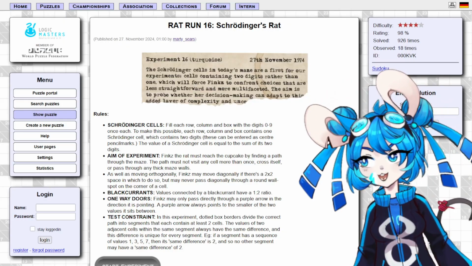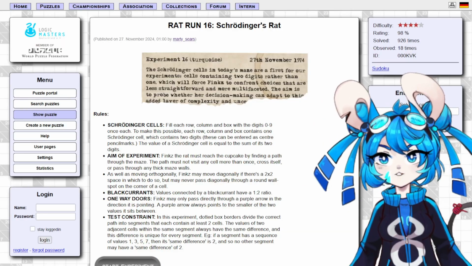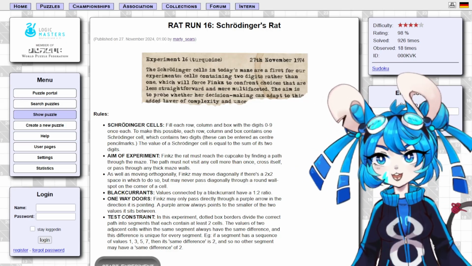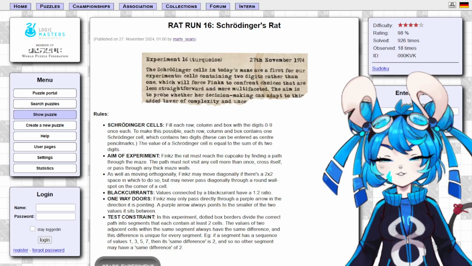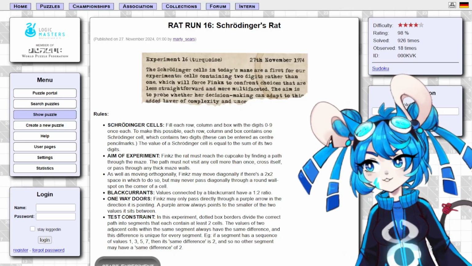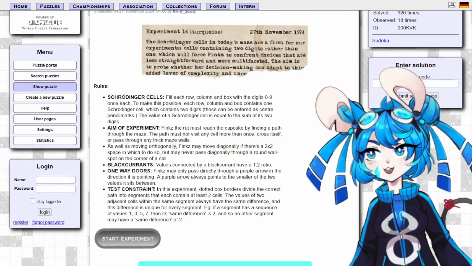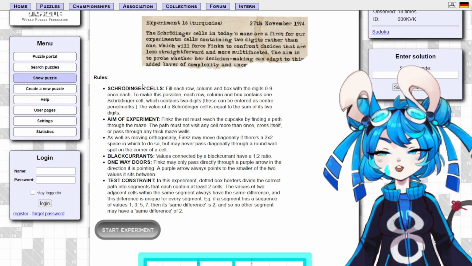The Schrodinger cells in today's maze are a first for our experiments, cells containing two digits rather than one, which will force Sphinx to confront choices that are less straightforward and more multifaceted. The aim is to probe whether her decision-making can adapt to this added layer of complexity and uncertainty. This is indeed the first puzzle where normal Sudoku rules do not apply.